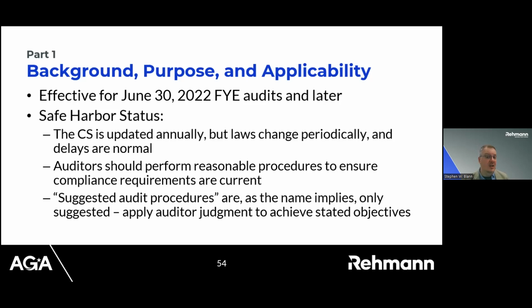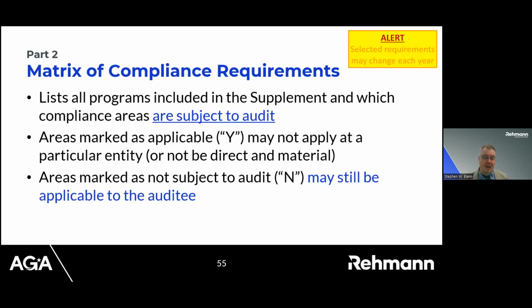There are suggested audit procedures. So I said this was an open book test. Clients, auditees, you can see what the OMB suggests your auditors perform, but realize that their own professional judgment will have to be plugged in. There is a matrix in part 2 that lists the 12 compliance areas and tells you on a program by program basis for most of the most common programs, whether that particular compliance area is subject to audit this year.